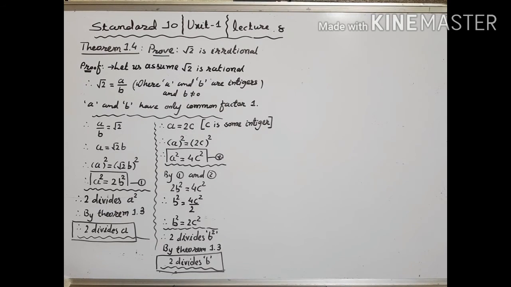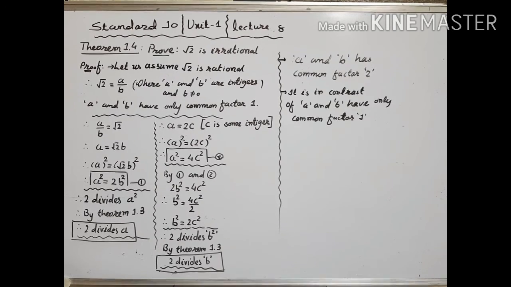What does it mean? It means that 2 is the common factor of a and b. So a and b have common factor 2, but we have already said that a and b have only common factor 1. Have you understood? We have already said that a and b have only common factor, and that is 1. But here by doing the calculation, we got that a and b have another common factor, and that is 2.